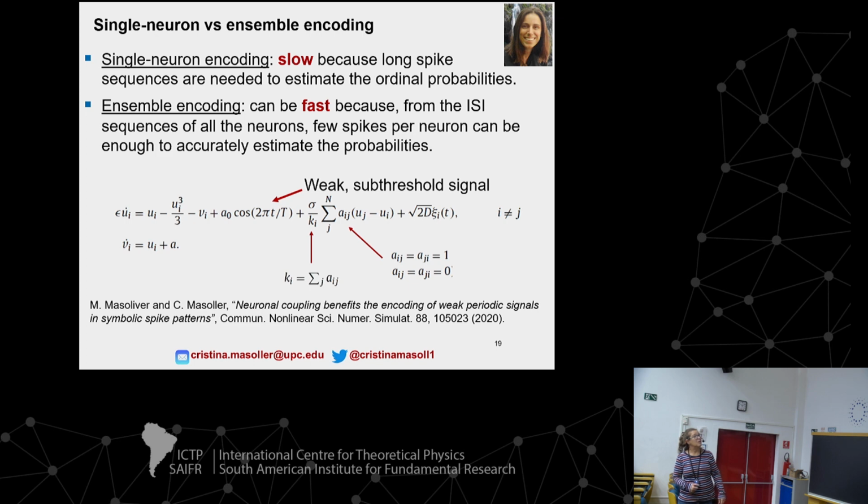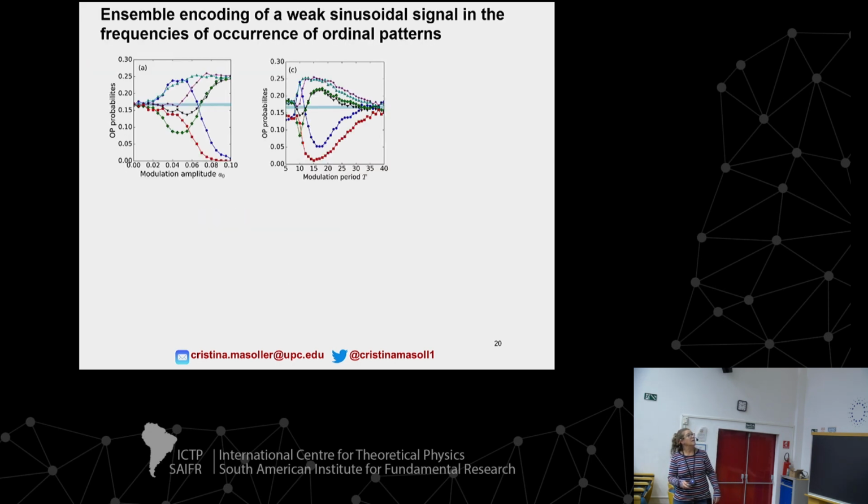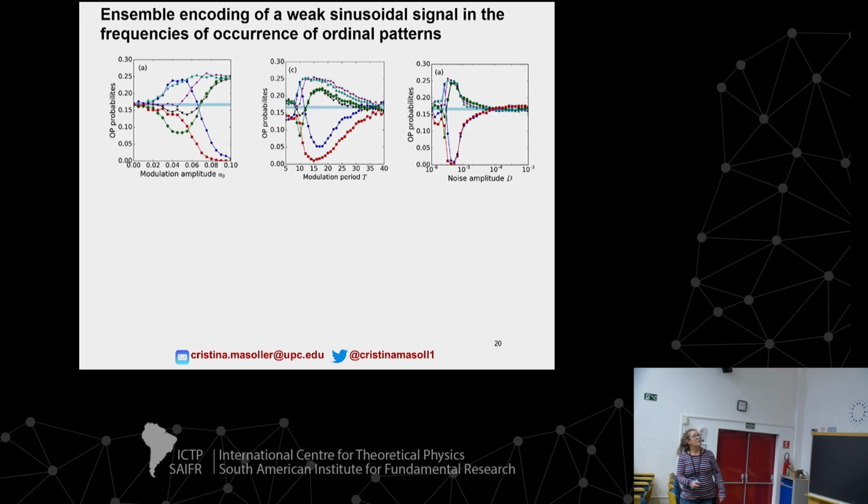So a student, Cristina Masoller, did her PhD thesis on this and considered an ensemble of neurons, basically coupled with some random architecture here, and applied some weak signal here, sub-threshold, by itself cannot produce any spikes, and we found that effectively it's possible, again, increasing the amplitude to see that some patterns become more probable, others less probable. These, again, depend on the modulation period. You have some noise resonance: if I put too much noise, of course, we expect that all these probabilities will again become the same, okay?